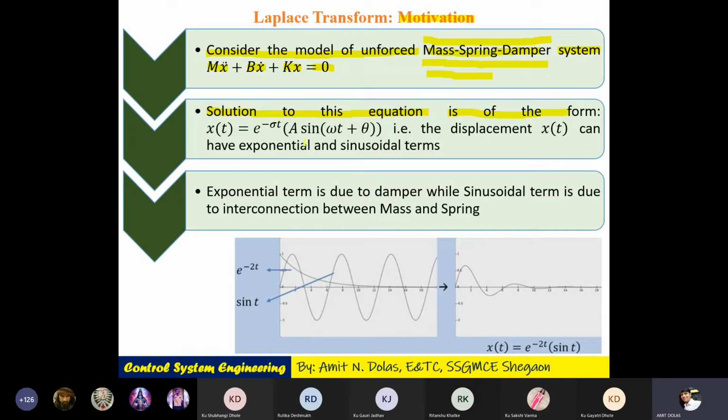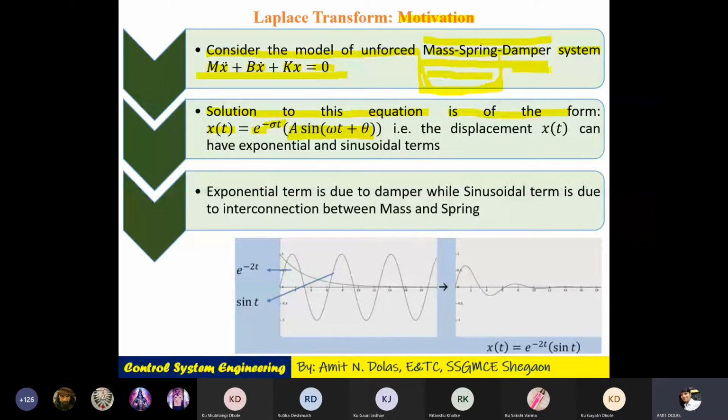Then the solution to this equation is of the form x of t equal to e raised to power minus sigma t into A sin omega t plus theta. Don't go into detail, I will just tell you the relation. A sin omega t plus theta is nothing but sinusoidal, meaning oscillation, that is due to the mass and spring. Unforced mass and spring will provide you the oscillation. That's why it is represented by A sin omega t plus theta.